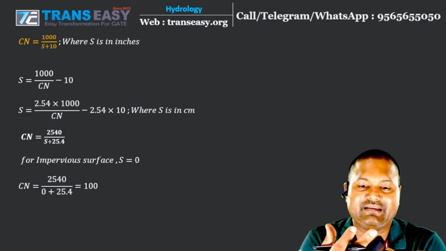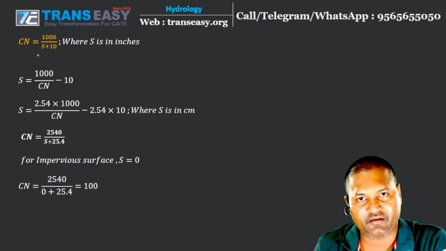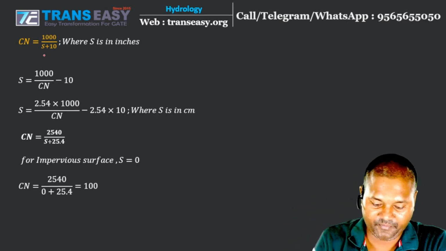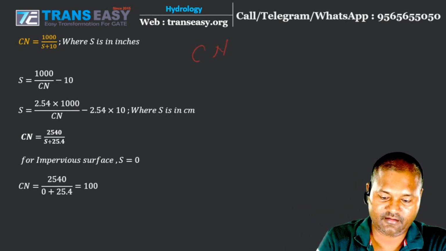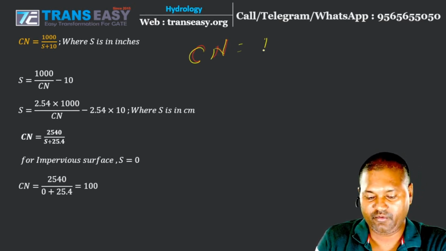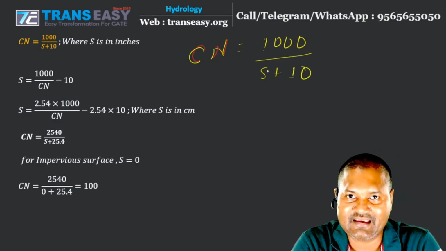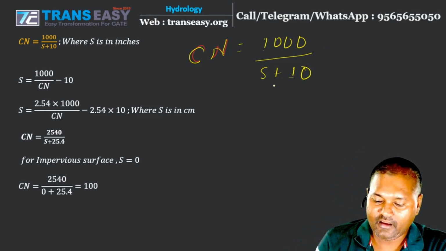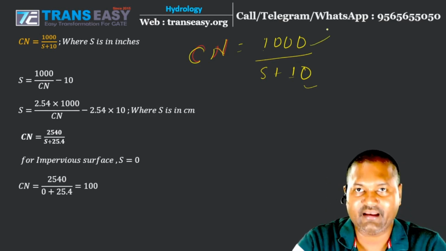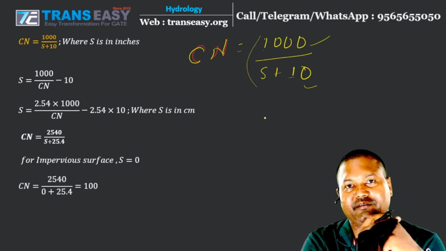So dear students, curve number is a dimensionless number, and it is 1000 upon s plus 10, where s is in inches. Curve number Cn is equal to 1000 upon s plus 10, where s is in inches. The denominator is also in inches, and the numerator is also in inches, so that we will get a dimensionless number.